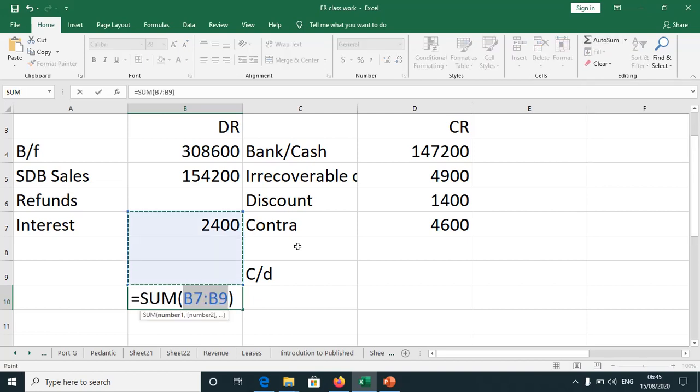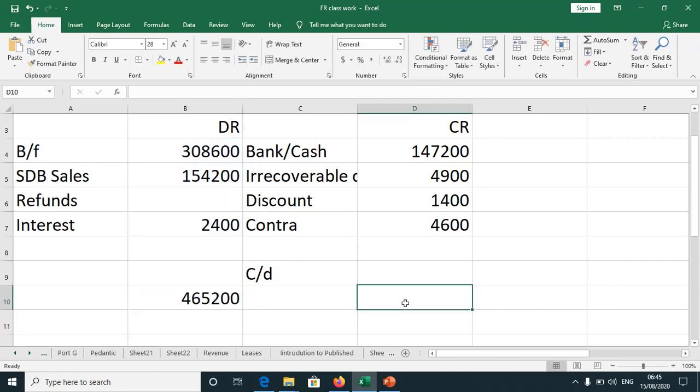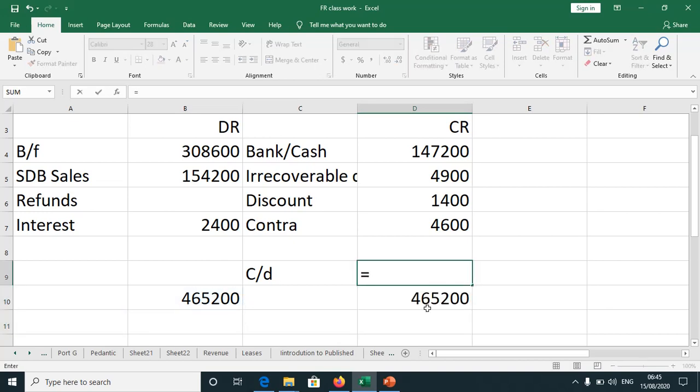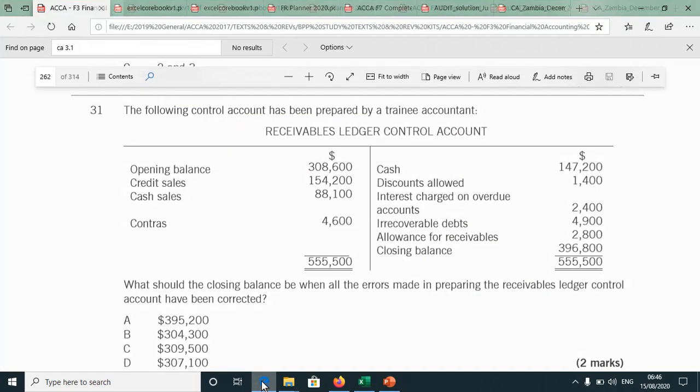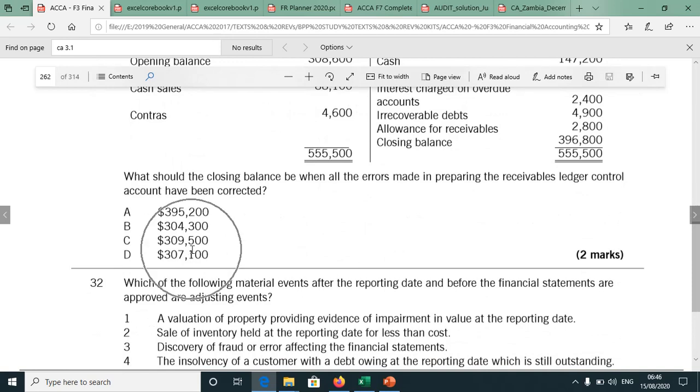So I'm going to have to sum up here just to ensure that my totals are equal, and then rule off the account by finding the difference between that amount and all the other figures. Here I could have done a range, of course, but still okay. So I'm finding that amount: 307,100. Do I have that option? Yes, D. So we can see D here is the answer.